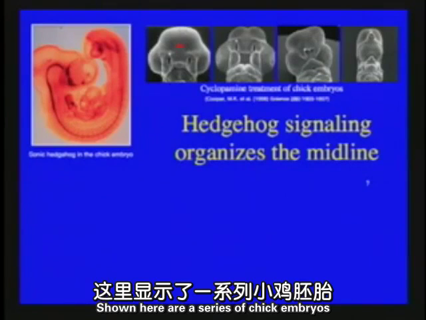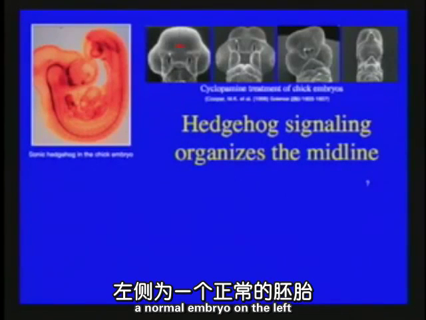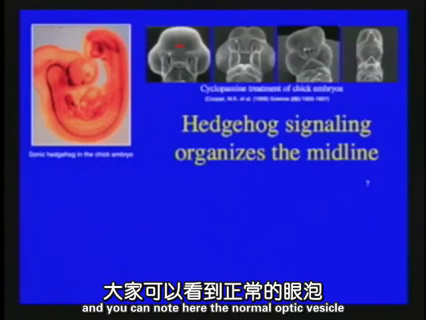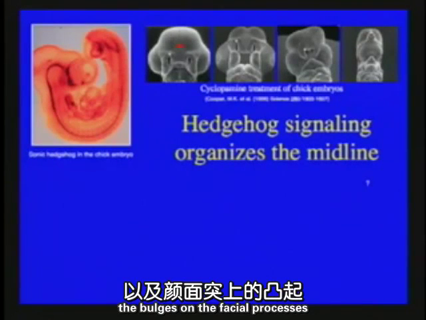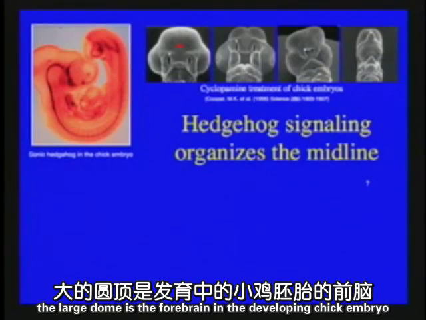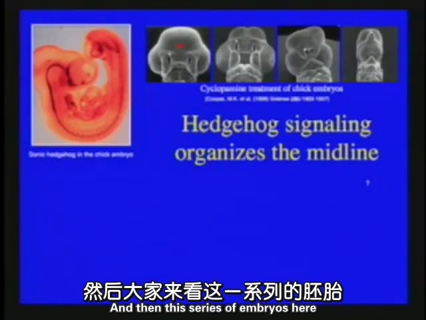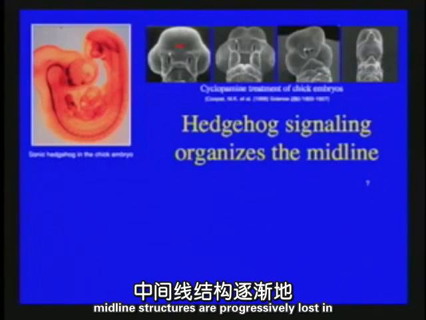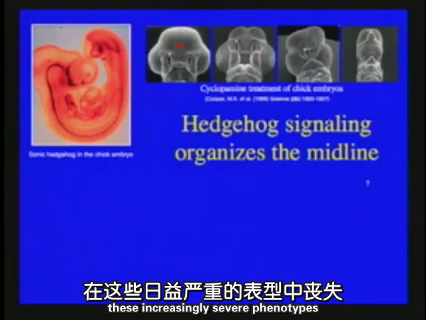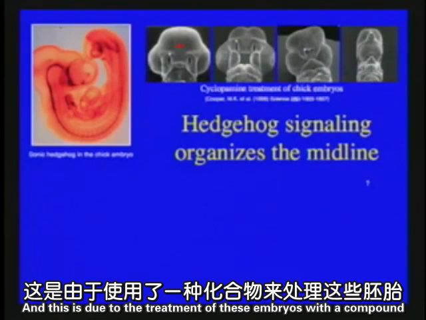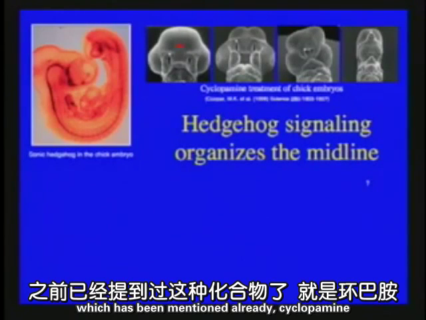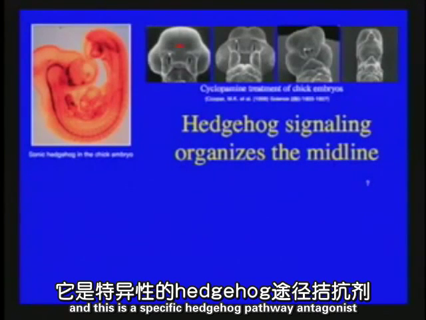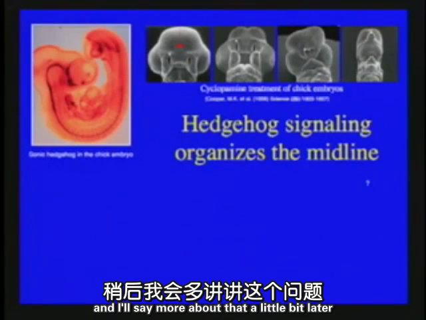Shown here are a series of chick embryos, a normal embryo on the left, and you can note here the normal optic vesicles. These bulges are the facial processes. This large dome is the forebrain in the developing chick embryo. And then this series of embryos here, where you can see that midline structures are progressively lost in these increasingly severe phenotypes. And this is due to the treatment of these embryos with a compound which has been mentioned already, cyclopamine, and this is a specific hedgehog pathway antagonist, and I'll say more about that a little bit later.